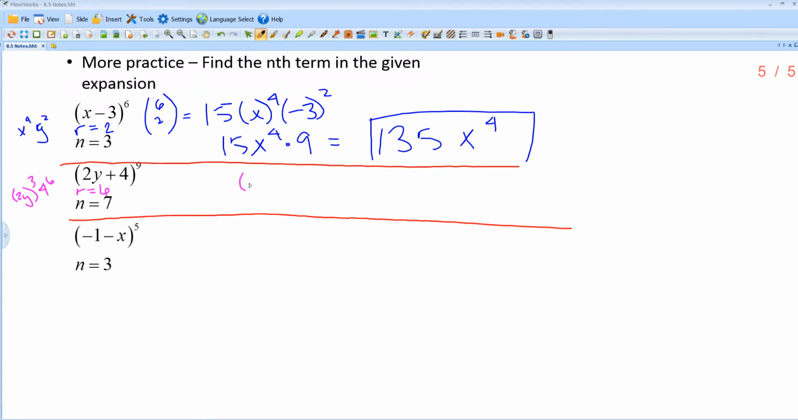So I know part of this already. 2y to the 3rd, 4 to the 6th. And then in order to get the binomial coefficient, I do 9 choose 6. When I do 9 choose 6, I get 84. And then when I multiply 84 times 2 cubed times 4 to the 6th power, I get 2,752,512 y cubed.